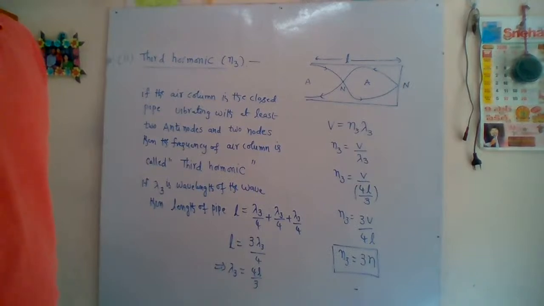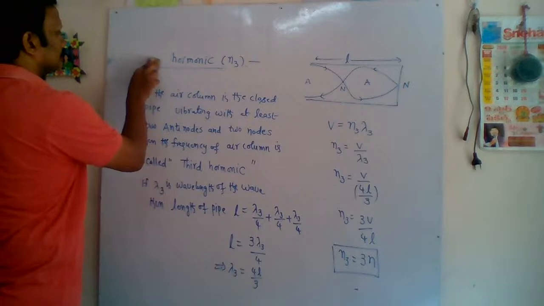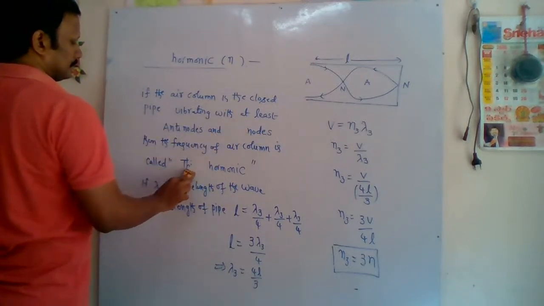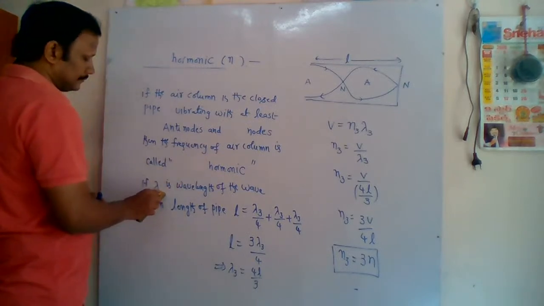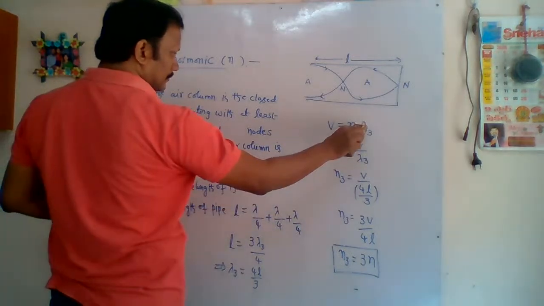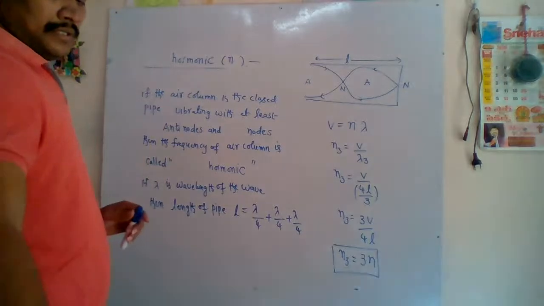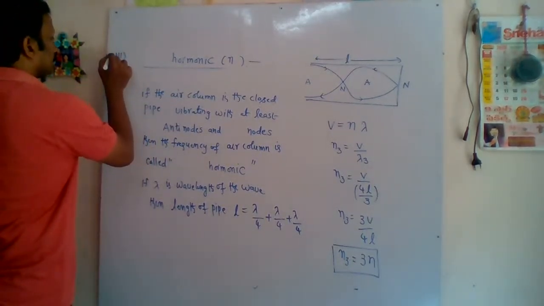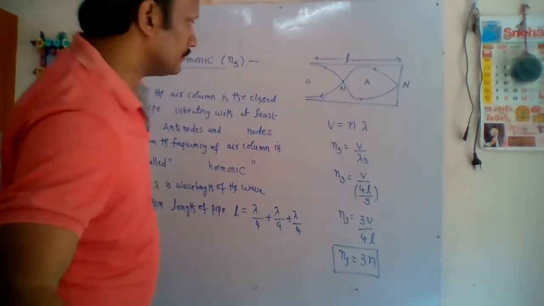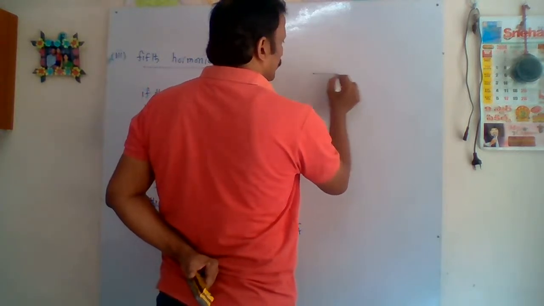Okay. So next one, fifth harmonic. So third one is fifth harmonic. That means N5. So same pipe, same closed pipe.